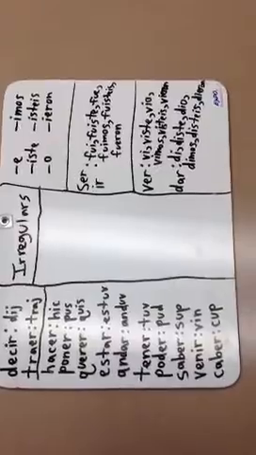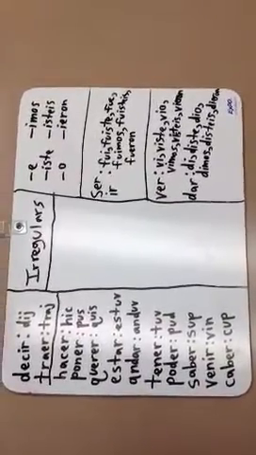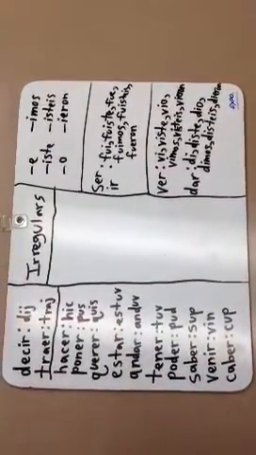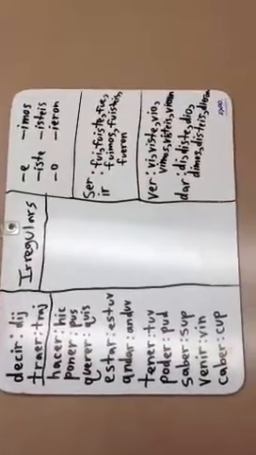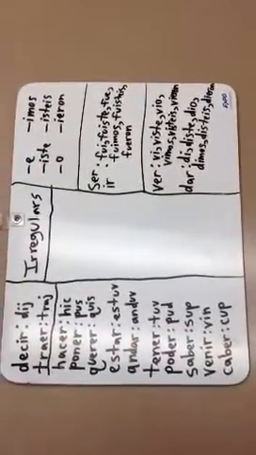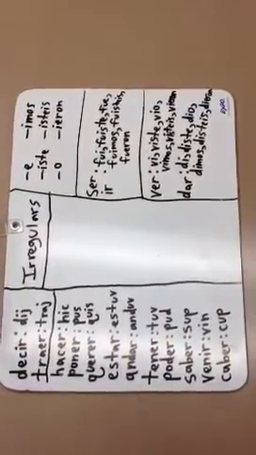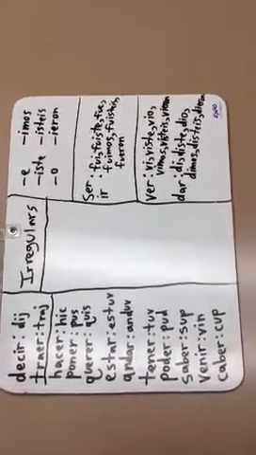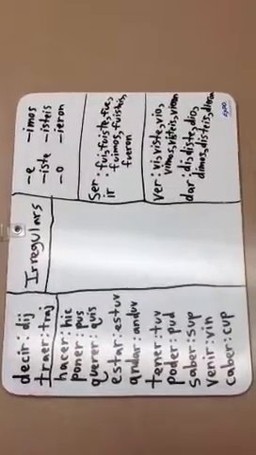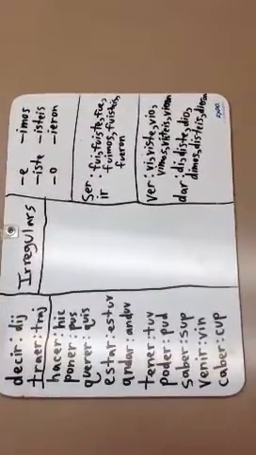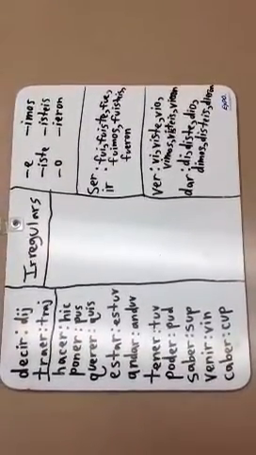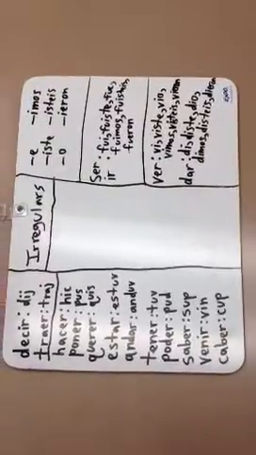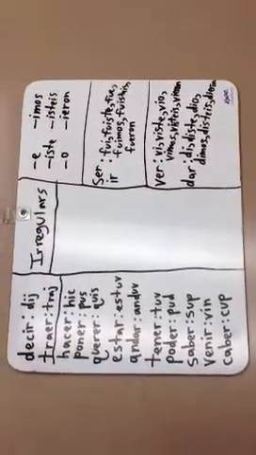And then on the upper right-hand corner of the board, you see the different changes that the verbs will take. So if you wanted to say decir in the preterite yo form, you would say dije. And if you wanted to say hacer in the preterite tense in the yo form, you would say hice. All of those verbs follow that set of endings.